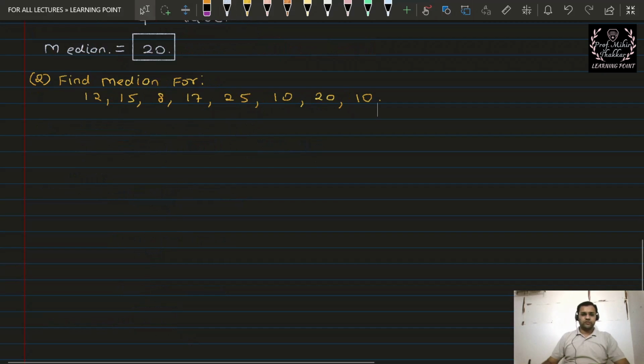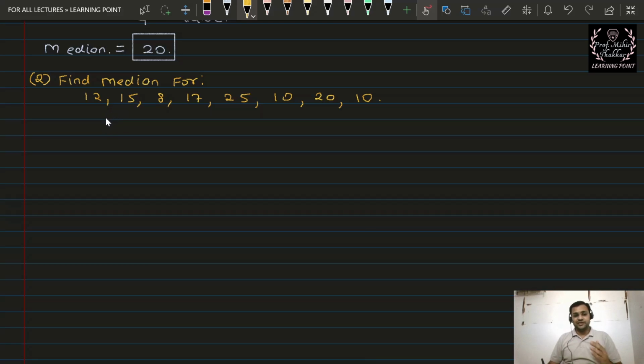Let us understand one more example for the median. And here I am trying to take the even number of observations. And in case we are having an even number of observations, how do we have to calculate the median? Once again, the first thing I have to do is take the ascending order.